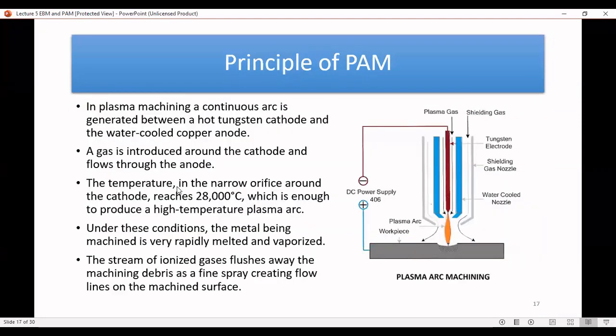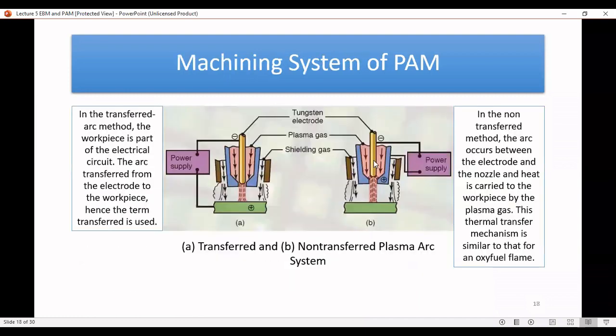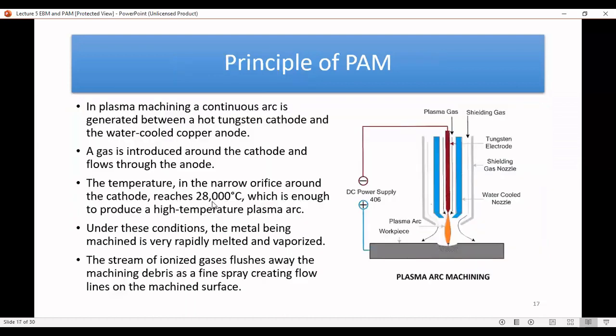The temperature in the narrow orifice around the cathodes reaches 28,000 degrees Celsius, which is enough to produce a high temperature plasma arc. So around the cathode itself, around here, around here, and around here, the temperature is about 28,000 degrees Celsius, which is high enough to produce a high temperature plasma arc.